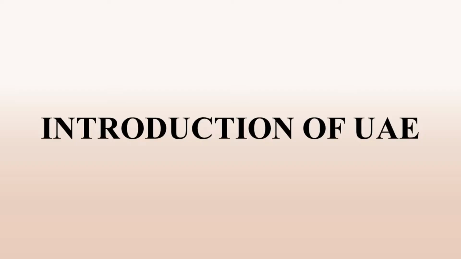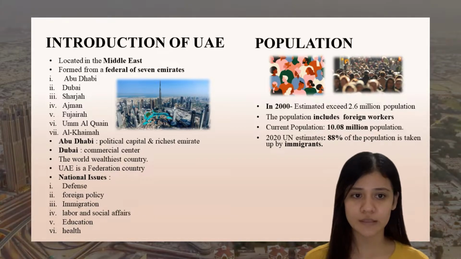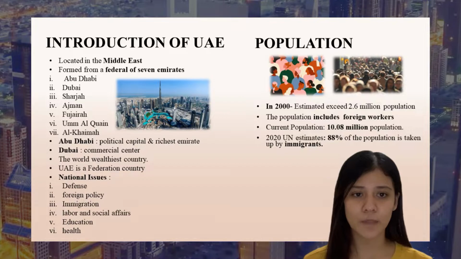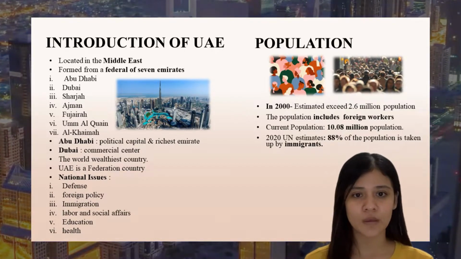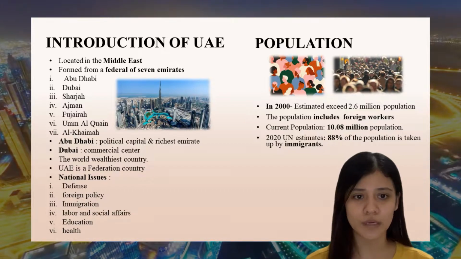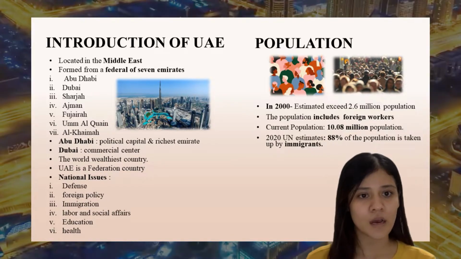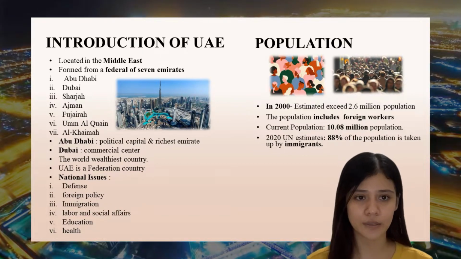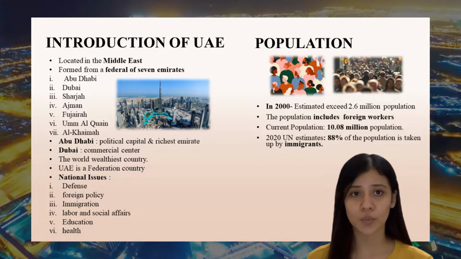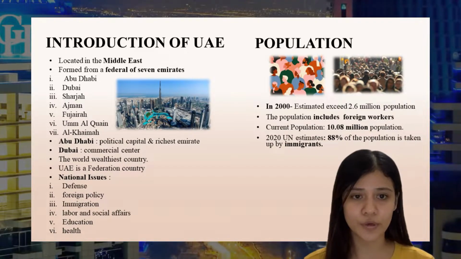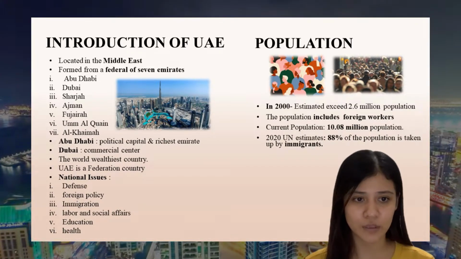Introduction of UAE. UAE is a country located in the Middle East. UAE was formed from a federation of 7 Emirates including Abu Dhabi, Dubai, Sharjah, Ajman, Fujairah, Al Quwain, and Al Qaimah. Abu Dhabi is the political capital and the richest emirate, while Dubai is the commercial center. UAE is one of the world's wealthiest countries. UAE has never had serious political turmoil since its establishment in 1971.